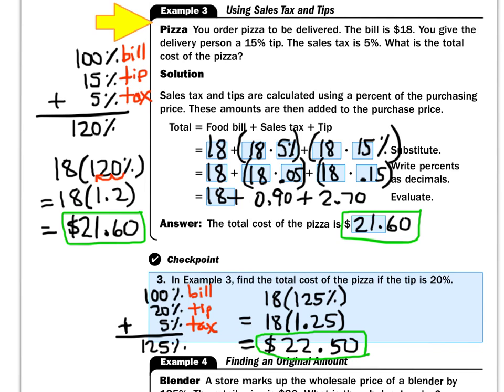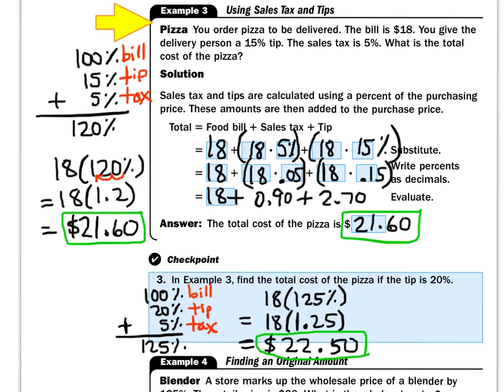Okay, take a look at example 3, using sales tax and tip. You order a pizza to be delivered. The bill is $18. You give the delivery person a 15% tip. The sales tax is 5%. What is the total cost of the pizza? Now, your book shows you right here using method 1.